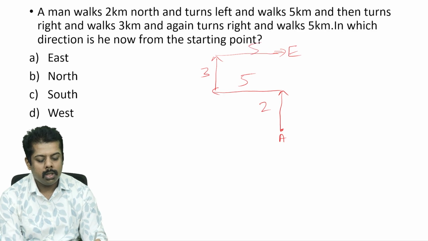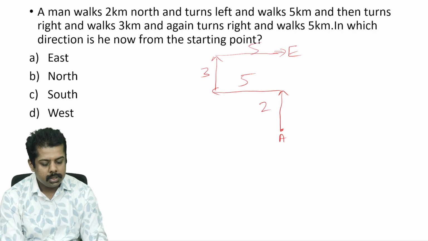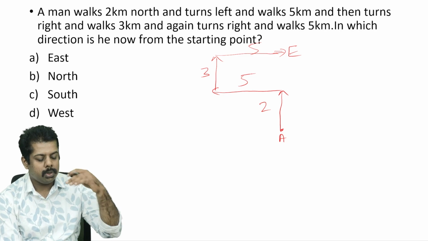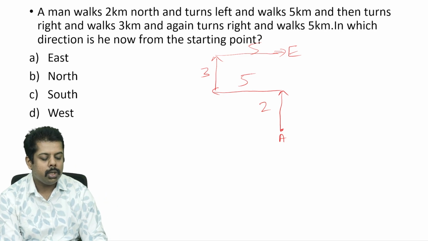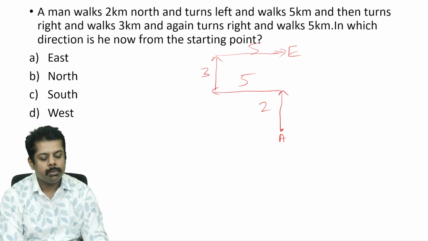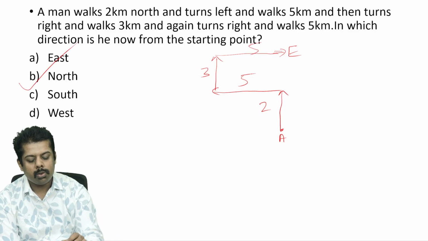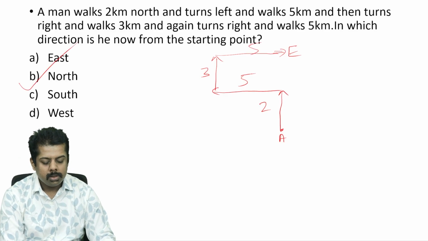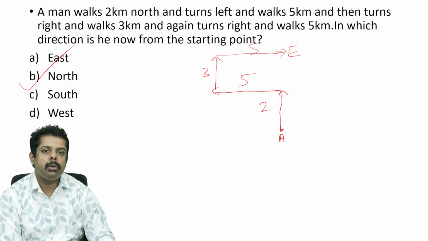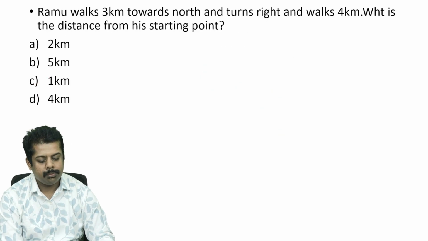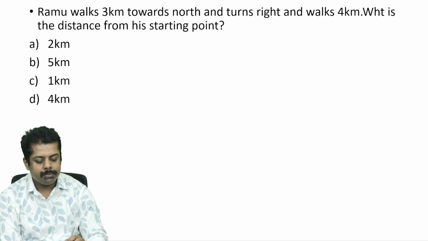It's 5. Now what is the question? In which direction is he from the starting point? Now if you are looking from the starting point, he is right above the starting point. So the direction has to be north. Okay. The answer is right. Option B, north will be the final answer. Okay. Moving to the next one.